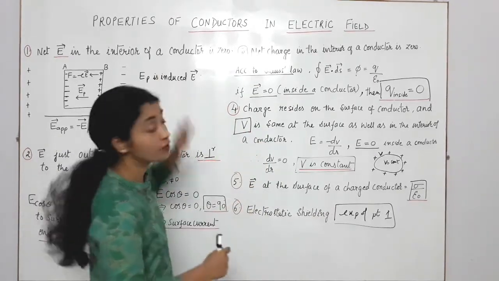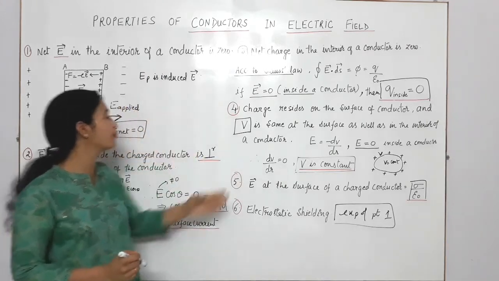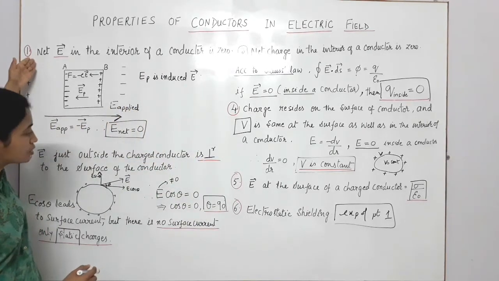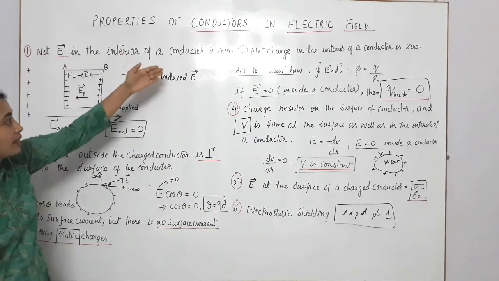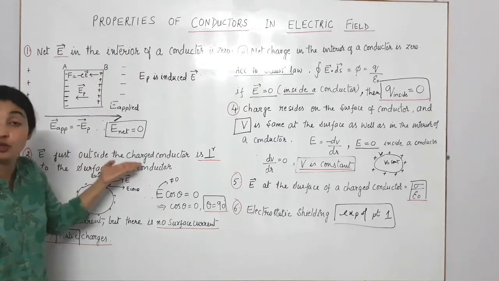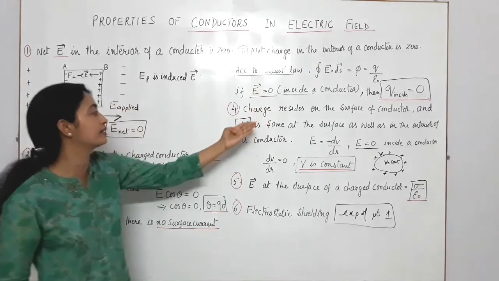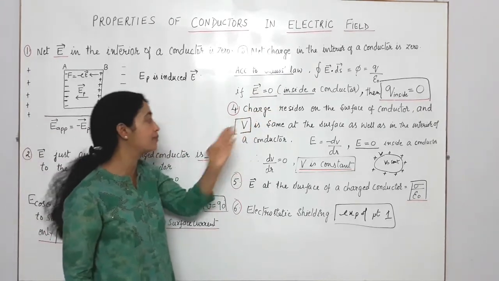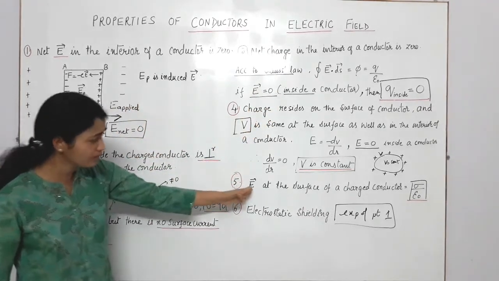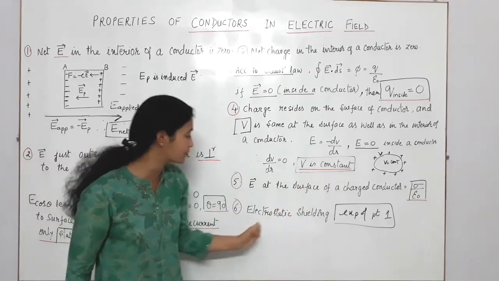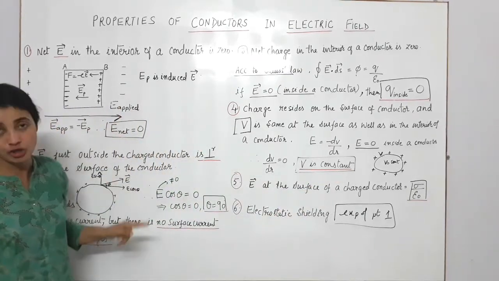This is the explanation of the first part. So I hope you got it. We have studied some 6 points. Electric field inside the conductor is 0 and electric field should be perpendicular to the surface. Then we have net charge is 0 inside the conductor. Potential remains the same all through the conductor. The value of electric field is sigma by epsilon naught and electrostatic shielding.